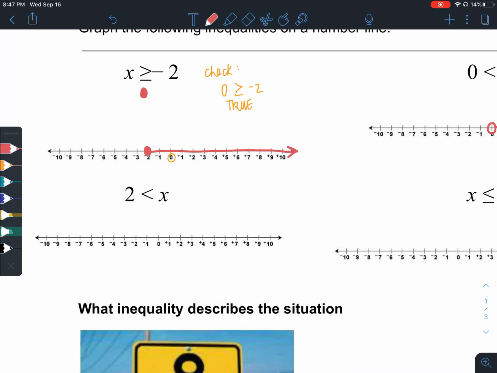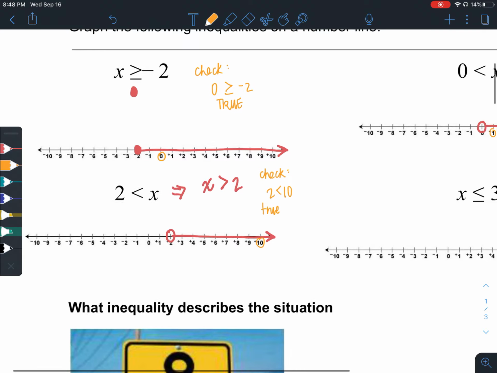All right, next up here, I've got 2 is less than x. I want to write it so the x is on the left. So I'm going to have an open dot at 2 going to the right. Let's go ahead and check a value. Let's check something interesting. So 2 is less than 10. That is true. And so 10 is on that line, so that's perfect.